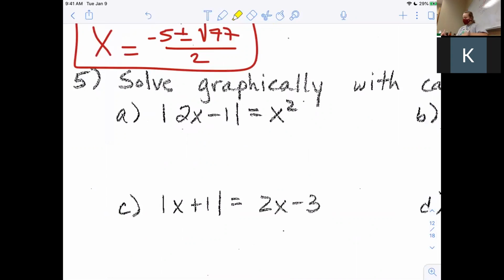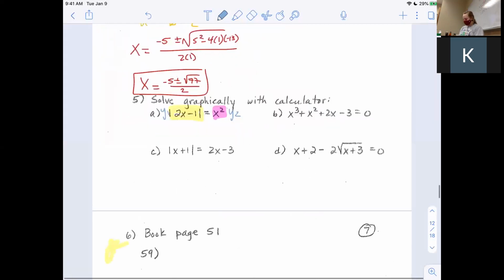On this one, I want us to put one of the equations in for y1, and I want us to put the other one in for y2, and then we're going to find the intersection of them, okay? So I don't know if we practiced that yet, but we will go over doing the intersection of those two graphs.